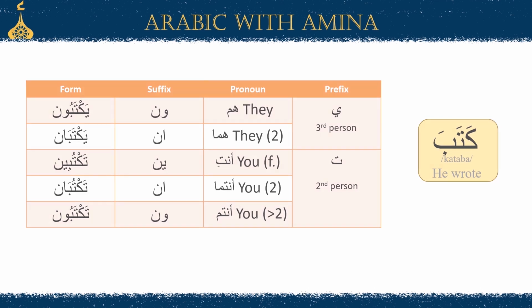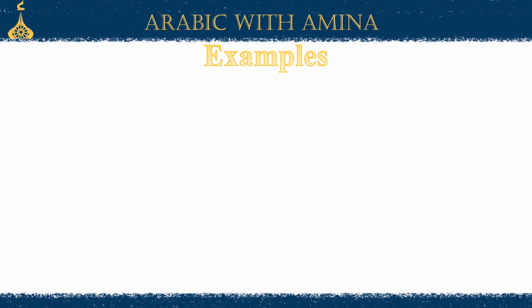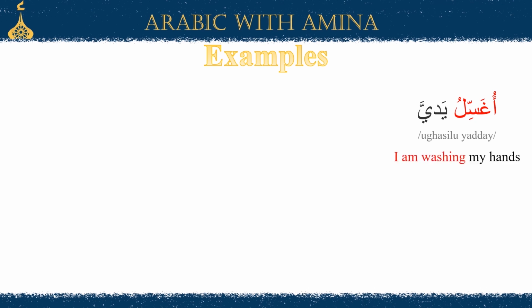Now for a few examples using the present tense of verbs. We have the sentence أغسل يدي. I am washing my hands. The verb is in red, and it refers to I because it starts with the present tense letter alif. أغسل يدي. Our next example, أنتِ تكذبين. You are lying. We are talking to a female because we are using the feminine form of you, أنتِ. This pronoun is one of the 5 verbs, so it has a prefix and a suffix.